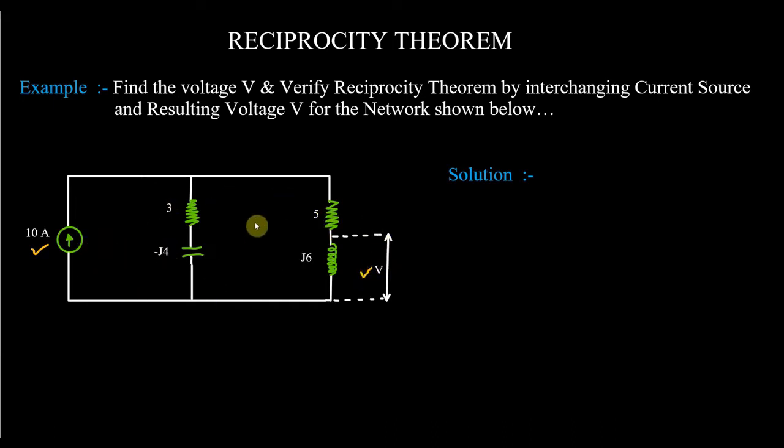They have also asked us to verify the reciprocity theorem. Up till now what we have discussed, they have given you the voltage source and they have asked you the current. Now they have given it in a reverse process, meaning they have given you the current source and they have asked you the voltage. So how to solve such a numerical where we have to find out the voltage?